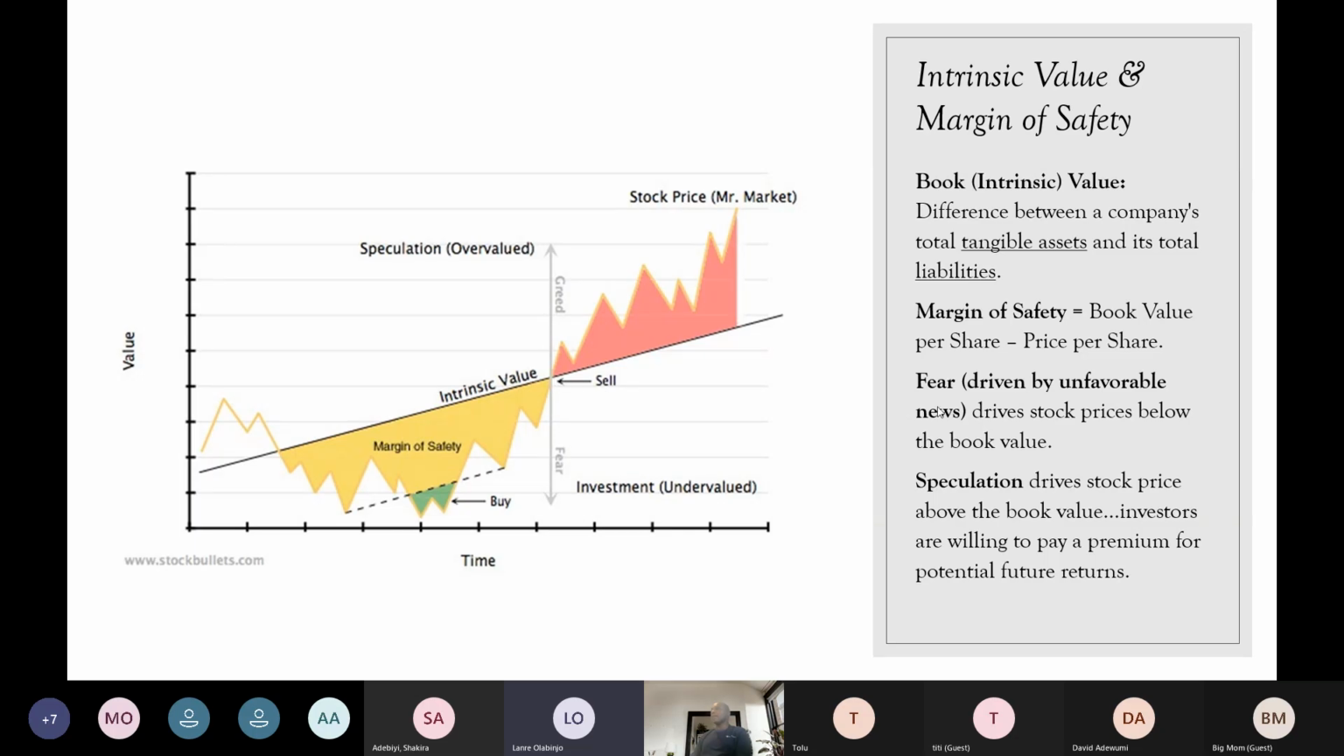I also said that fear, which is usually driven by some unfavorable type of situation, is what typically drives the stock below the book value. Speculation, on the other hand, drives it above the book value. And this is happening a lot right now in the market.